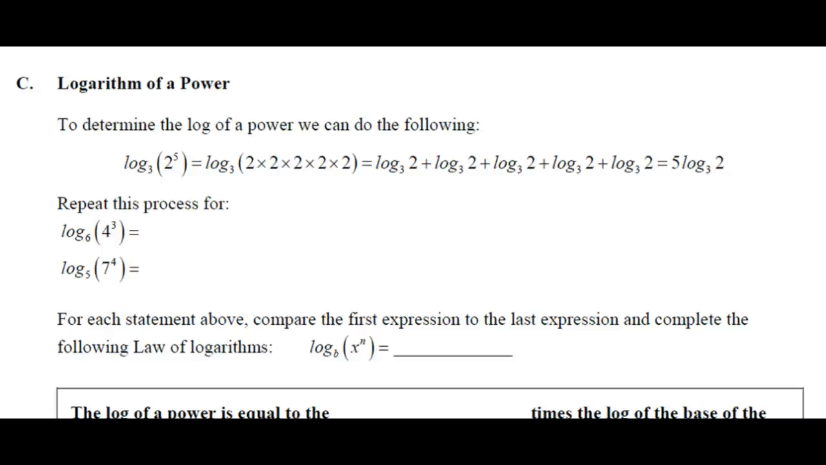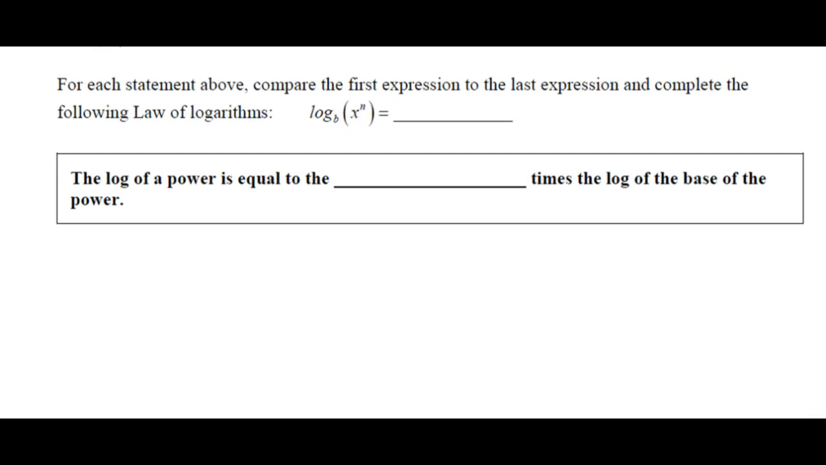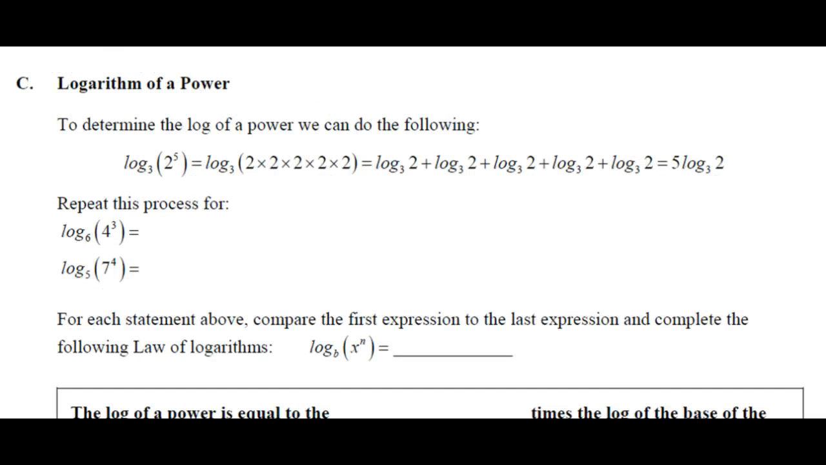It's repeated multiplication. You are going to discover the law for multiplication, which is that if you have a product, you split it out as the sum of individual logs. And in this case, we have 5 of them. Okay? And then you discover the power law.